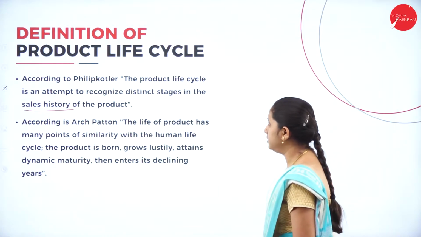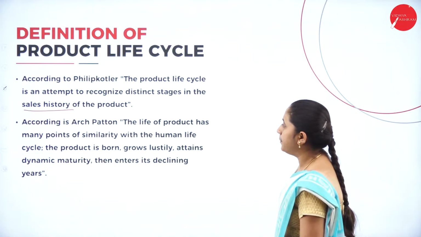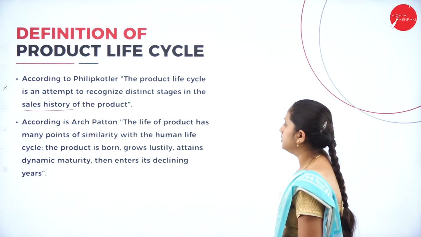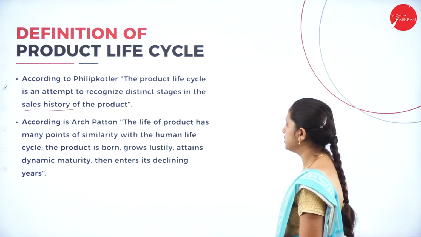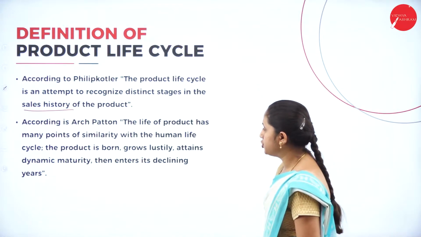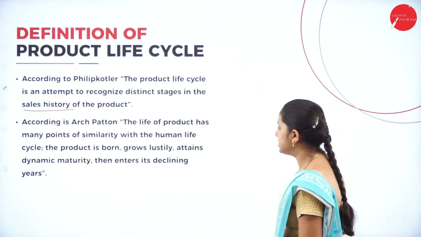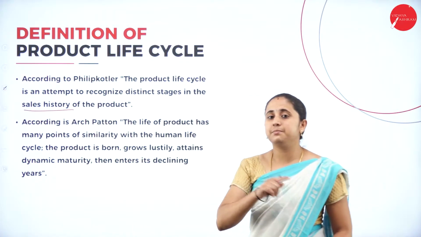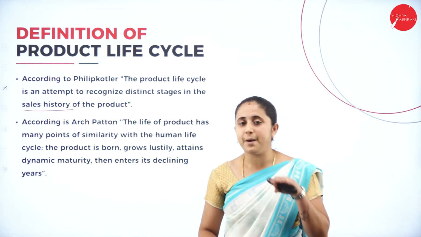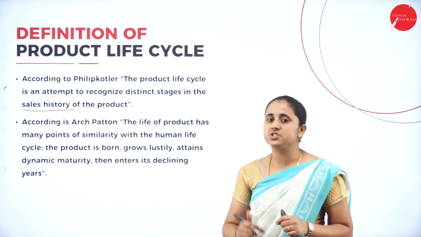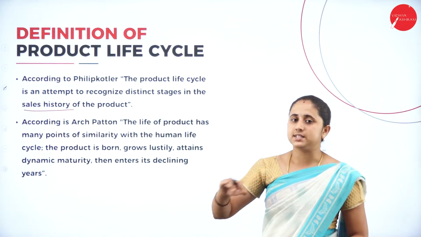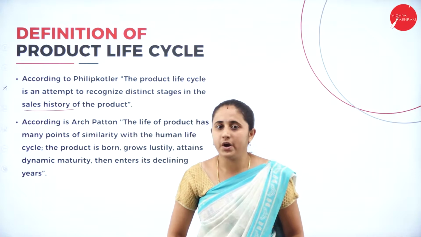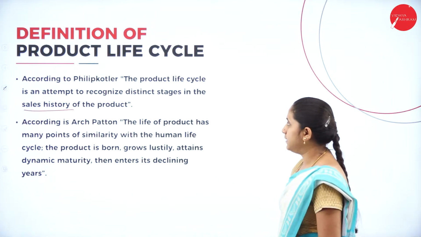According to Arch Patton, the life of a product has many points of similarity with the human life cycle. The product is born, grows, attains dynamic maturity, then enters its declining years. That means a product has similar stages to human beings. From the born stage till the death stage, it passes through several stages. The study of the stages of a product is called product life cycle.